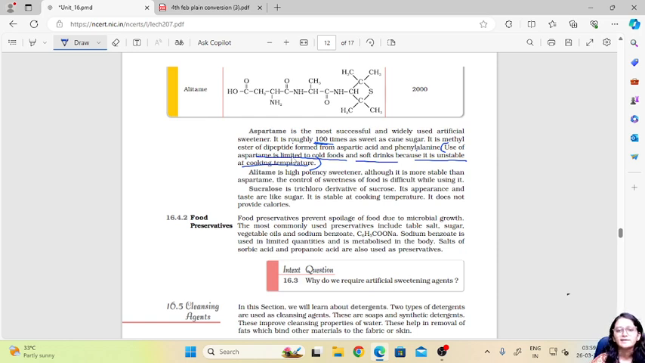Then alitame is a high potency sweetener because it is 2000 times sweeter than cane sugar. It is more stable than aspartame in case of temperature, so controlling the sweetness would be difficult while using it. Then sucralose is the last one. Its appearance and taste are like sugar and it is stable at cooking temperature.